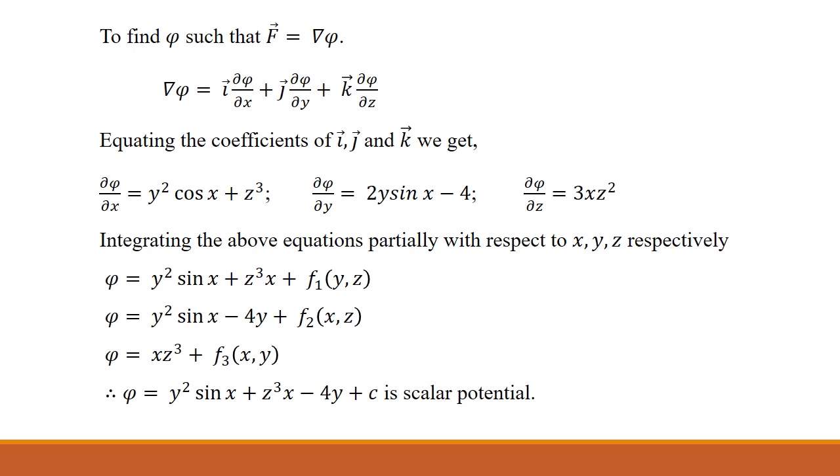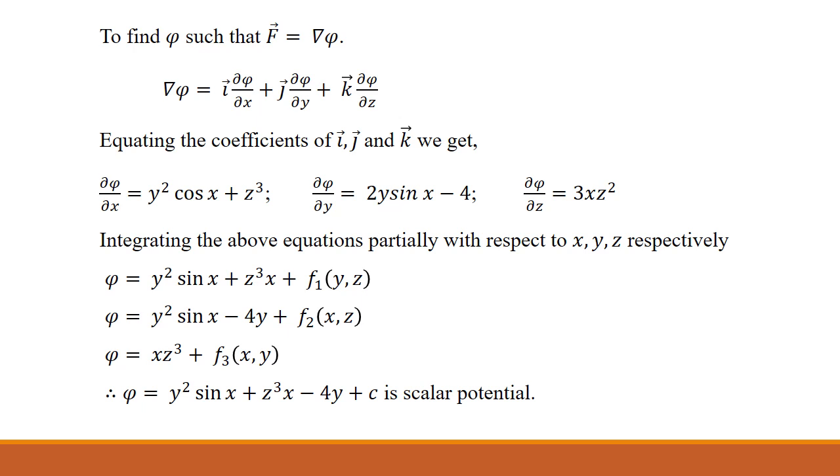Then integrate with respect to y: the integral of dou pi by dou y is pi. Integrating with respect to y, here 2 sin x is constant. The integral of y dy means y square by 2, the 2 cancels, that is y square sin x, minus 4 times the integral of dy, which is y. Integrating with respect to y means x and z are constant, so plus f2 of x comma z. Then integrating with respect to z, the integral of dou pi by dou z is pi. Integrating with respect to z, 3x into z cube by 3, the 3 cancels, that is x into z cube, plus some constant f3 of x comma y, since x and y are constant.